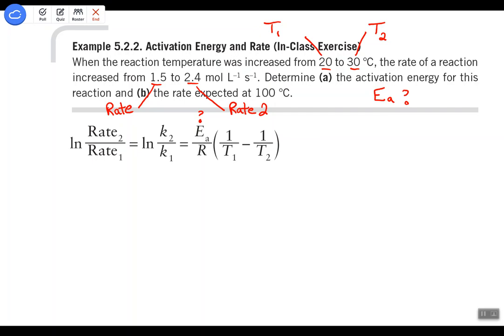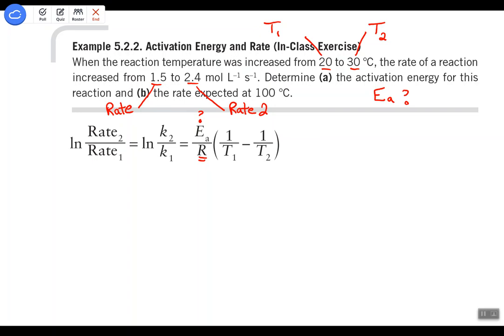Well, if I'm comparing these temperature values, I need to make sure I'm using the absolute temperature scale. I can either remember that I always need to do that, unless I'm using delta T and just taking the difference between the 2 temperature values. Then delta T is the same in Kelvin and degrees Celsius. 5 integer difference, 5 integer difference, it's the same.